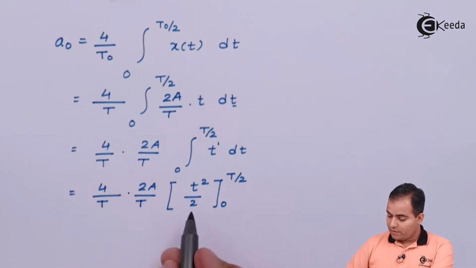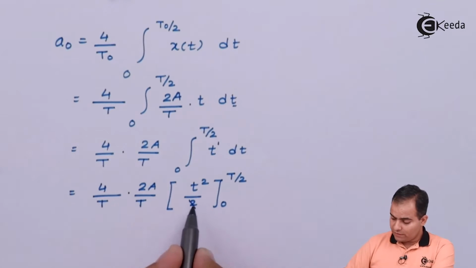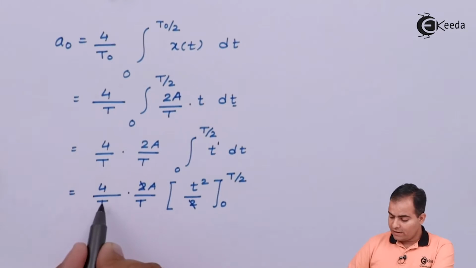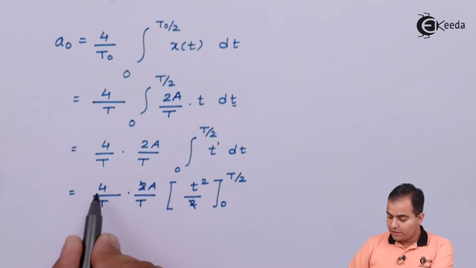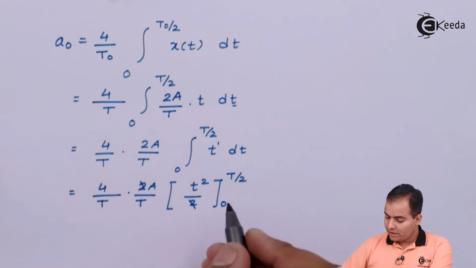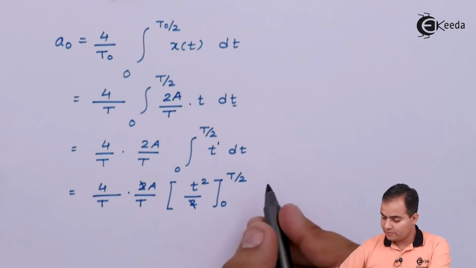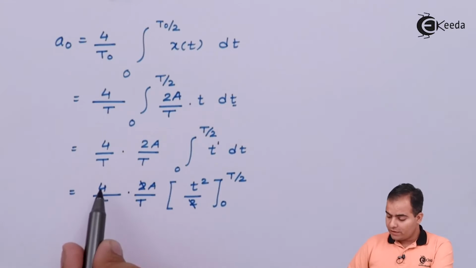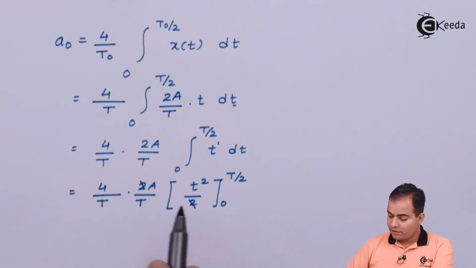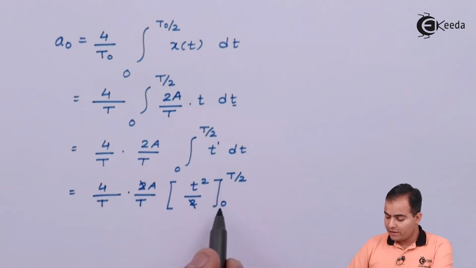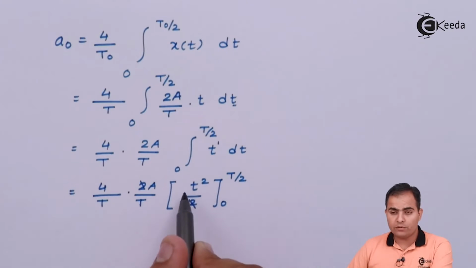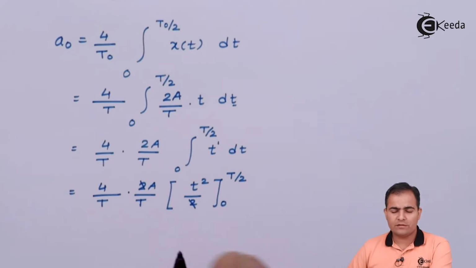Now, I can say that this 2 and this 2 get cancelled, and t into t is t square. So we'll write 4a by t square, and we will substitute this upper limit and lower limit in this formula. This t into t is t square. So we can write 4a by t square, and then we'll substitute t by 2 and 0 value in this t square. So first of all, we'll substitute upper limit. So this will be t by 2 the whole square, and next one is 0. That is 0 square is always 0.